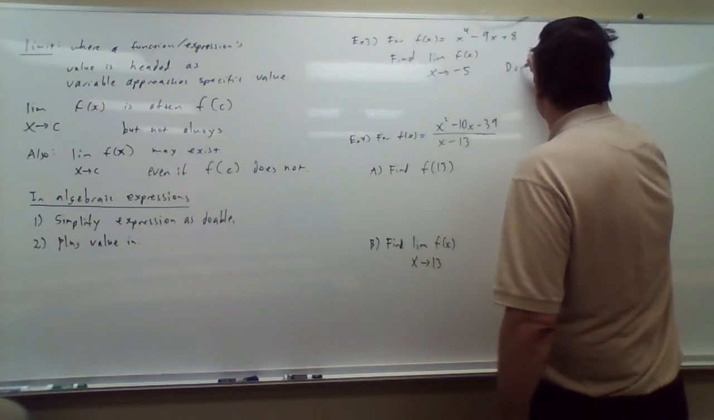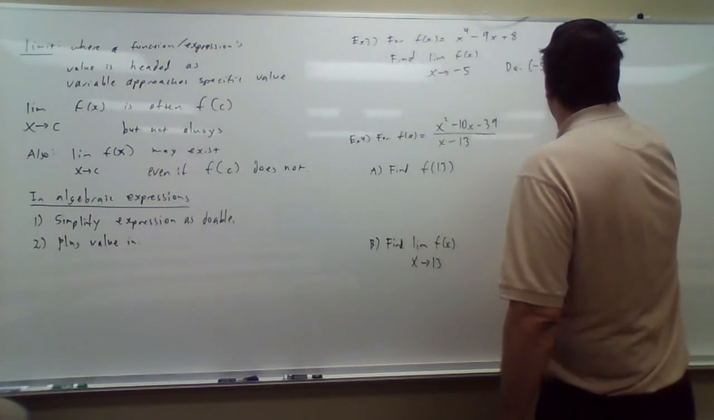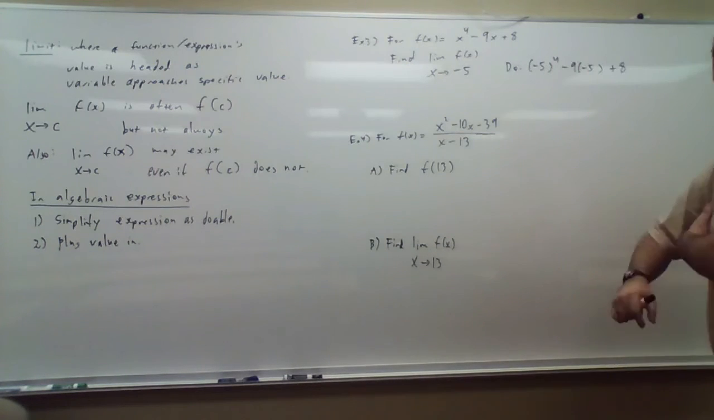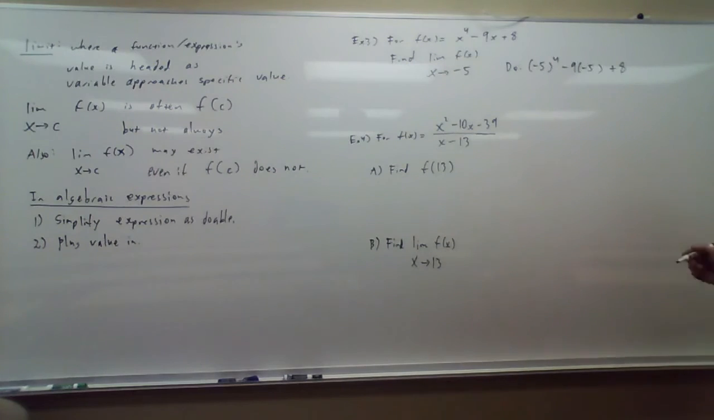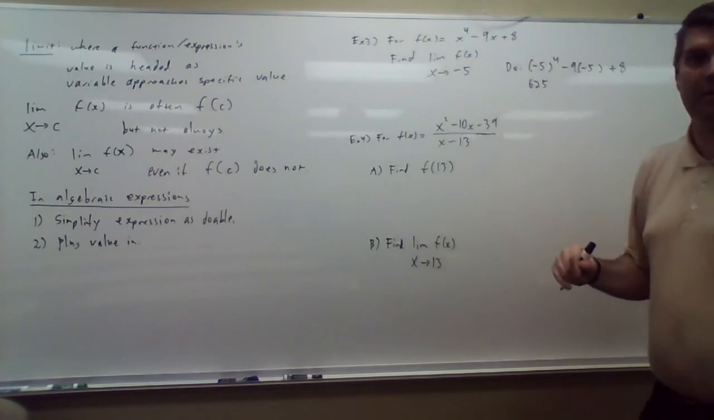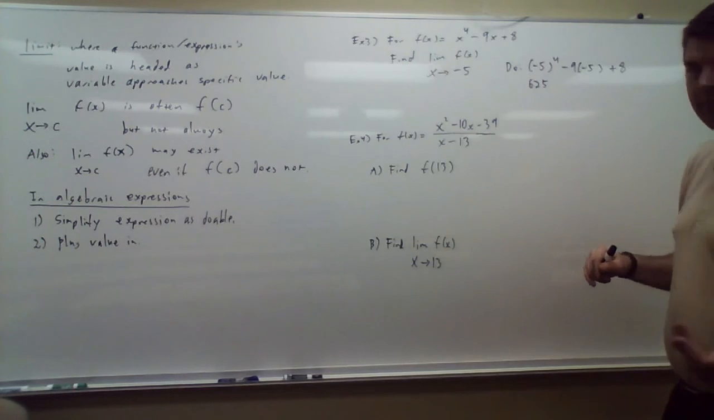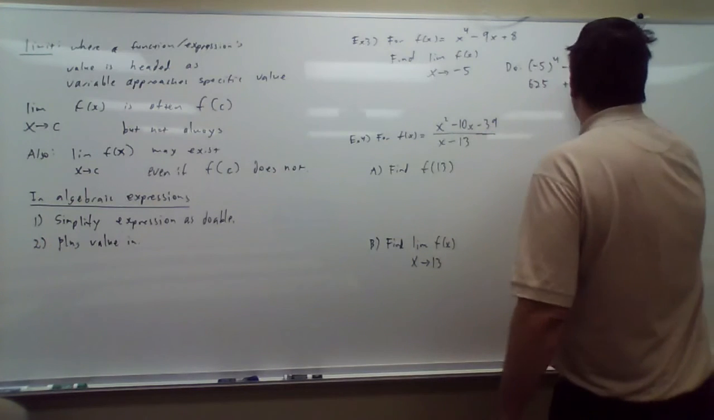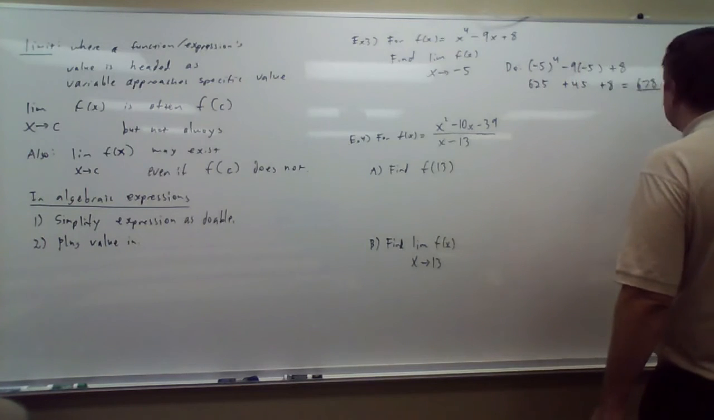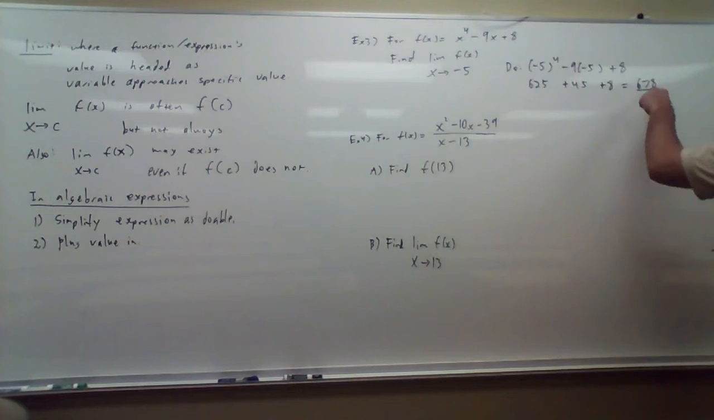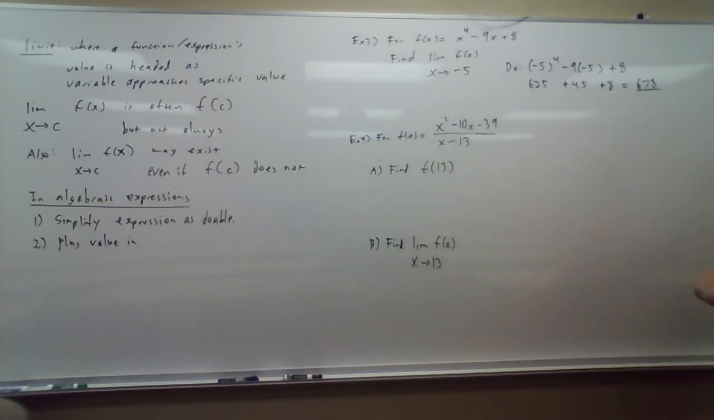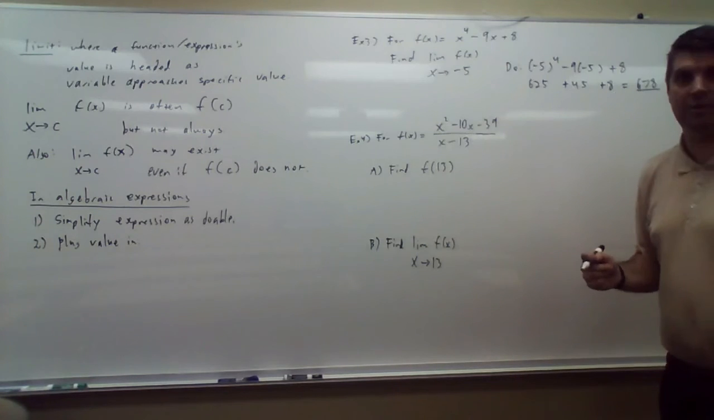To find the limit of this function, this cannot be simplified to my knowledge. So I'm just simply going to plug in negative 5, like so. Okay? Well, negative 5 to the fourth is positive 625, because any negative number to an even power is going to be positive. Plus 45 plus 8. This is 678. Okay? So the limit of this function as it approaches negative 5 is 678. That's also its function value.